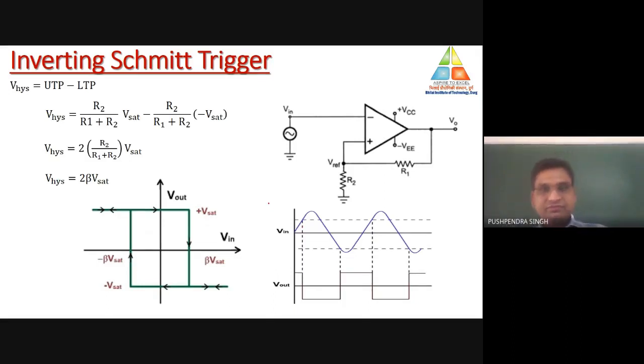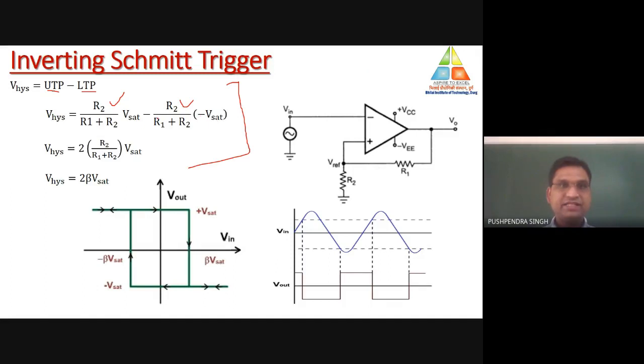So this was the calculation of that. Now one more parameter is the hysteresis curve. The hysteresis curve is to be designed with the help of the UTP and LTP only. UTP is the upper triggering point, and LTP is the lower triggering point. Upper triggering point is VUT and lower triggering point is VLT. So already we have calculated the value of UTP: plus V saturation into R2 divided by R1 plus R2, and LTP is minus V saturation into R2 divided by R1 plus R2.